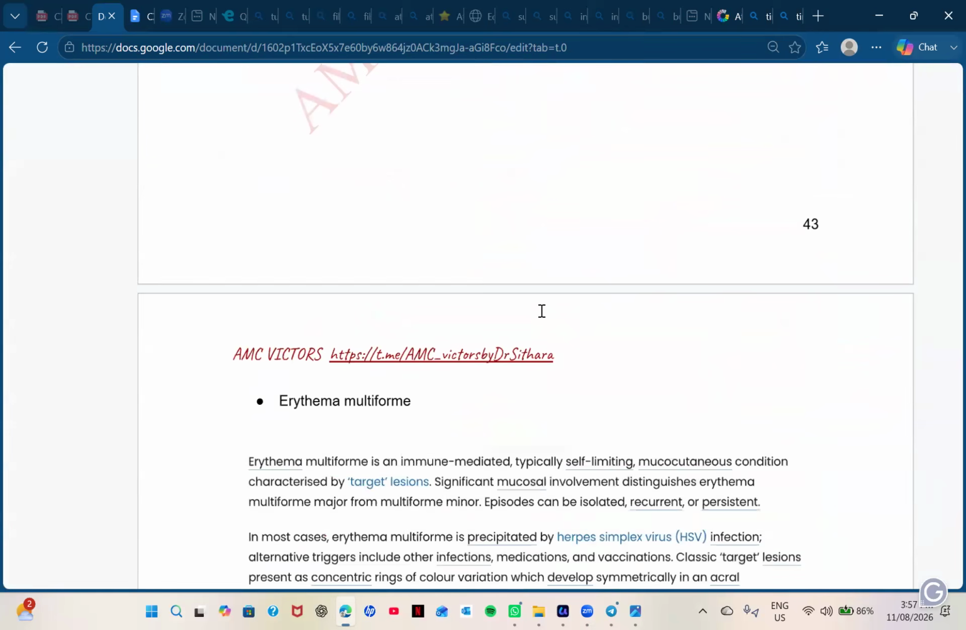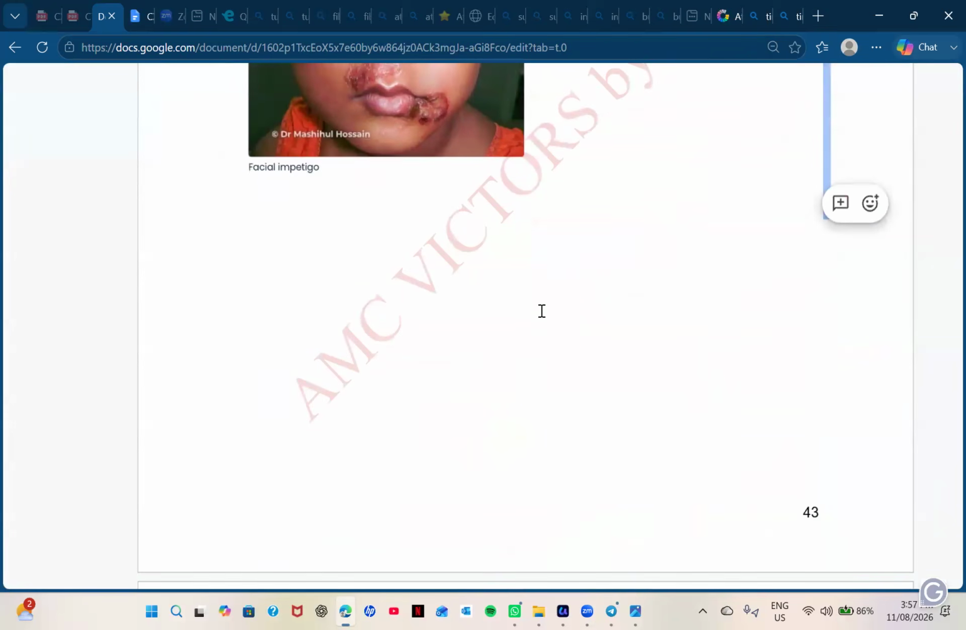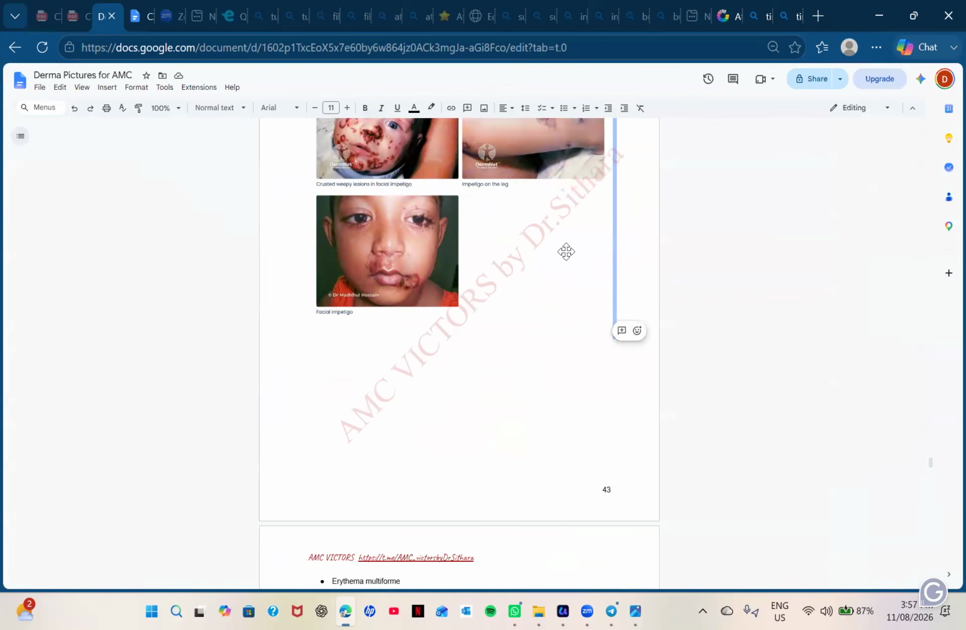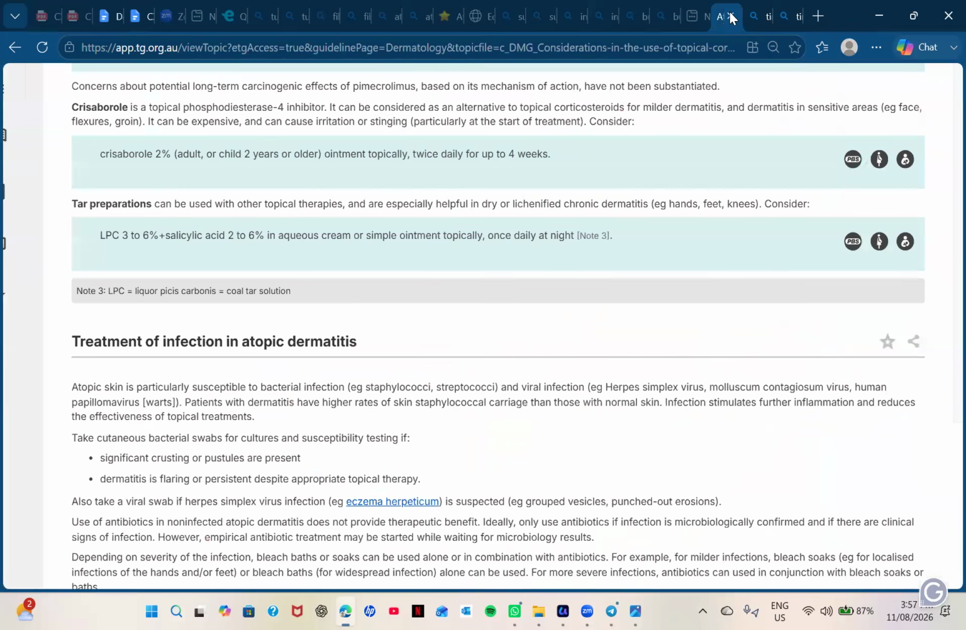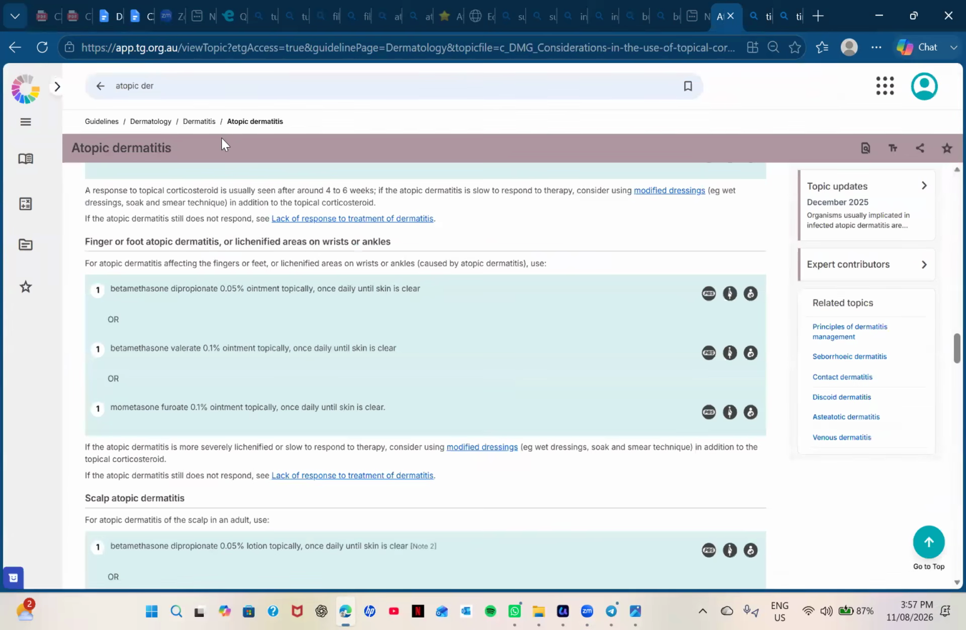The treatment can be very different for these two, right? Okay, treatment of impetigo depends on what? According to the type of the lesion, right? Type of the lesion and number of the lesions. What is other than that?